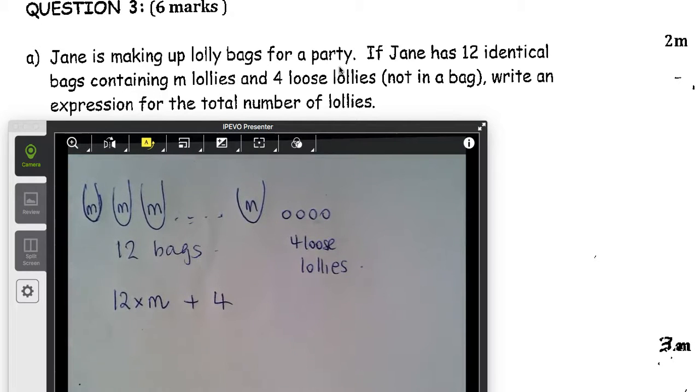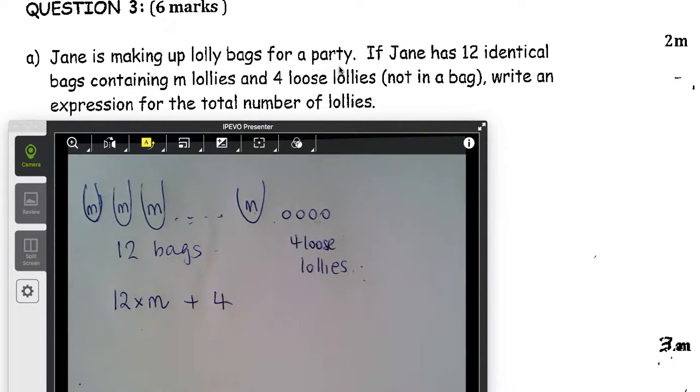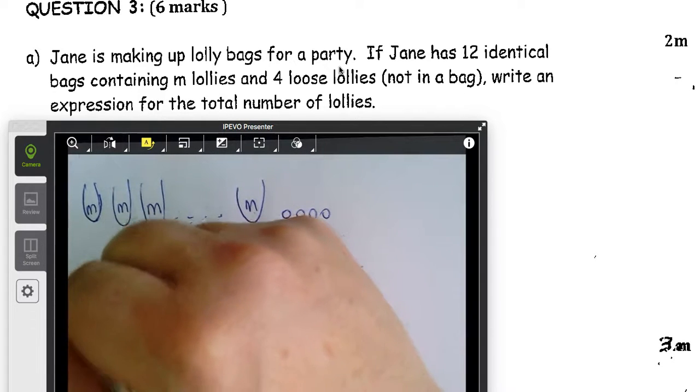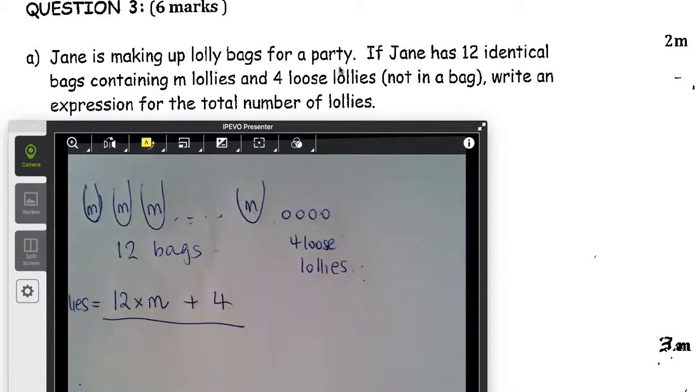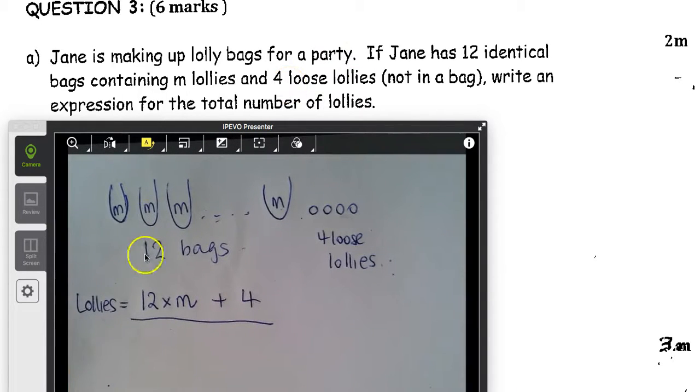So Jane is making up lolly bags for a party, 12 identical bags with M lollies in each. So we've got 12 lots of M plus 4 loose lollies on the table. An expression for the total number of lollies is 12 times M plus 4. Are we okay with that? Yeah. Okay. I know the bags look a bit funny.